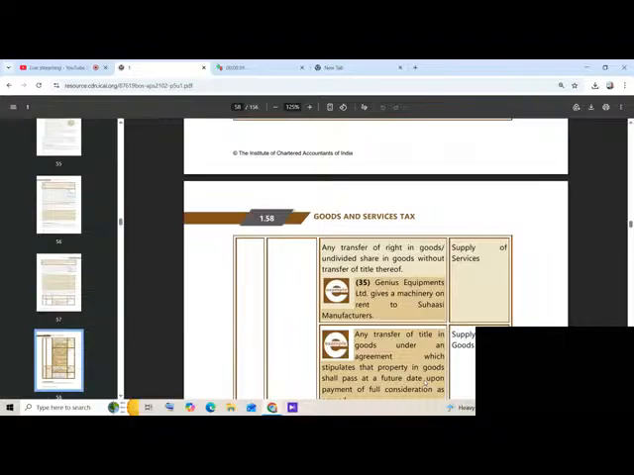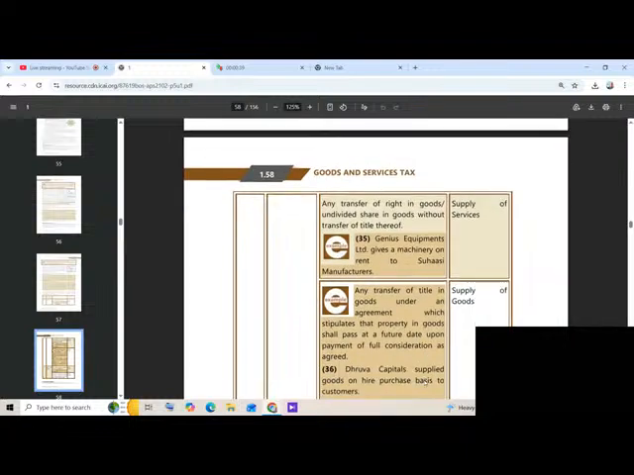Any transfer of right in goods or undivided share in goods without transfer of title thereof is considered a supply of services. For example, Genius Equipments Limited gives machinery on rent to Suhasi Manufacturers.